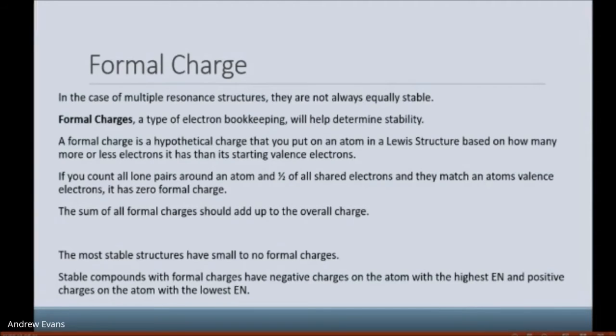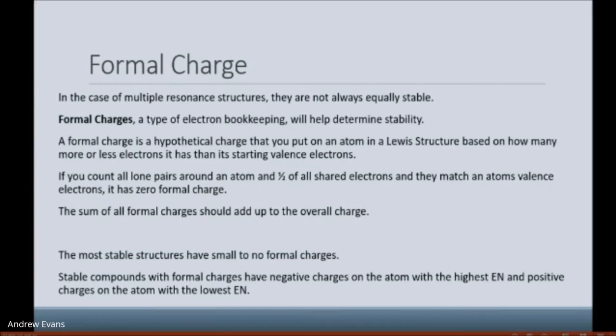It's a hypothetical charge you put on an atom of the Lewis structure based on how many more electrons or less electrons it has than its valence number. So this once again comes back to the whole valence idea. Nitrogen is group 5A. It should have 5 valence electrons. So based on the electrons you've drawn around them, how many of its 5 valence electrons does it have? Does it have 5, in which case the formal charge would be 0? Does it have 6? Well, then it would be -1. Does it have 4? Well, then it would be +1, and so on.